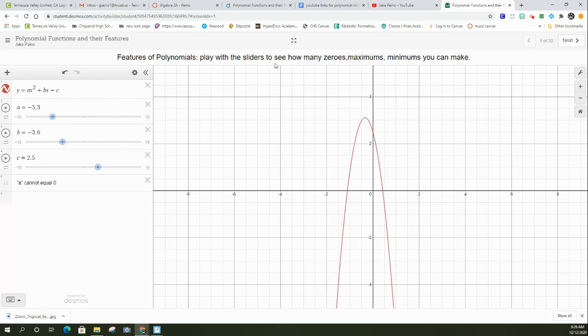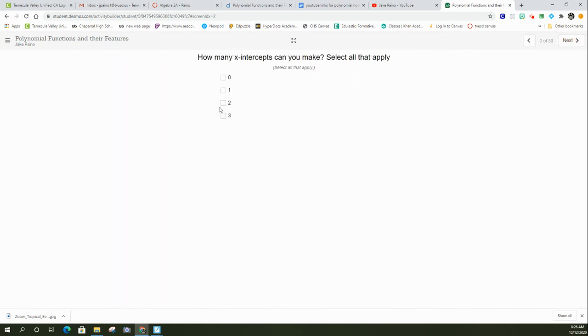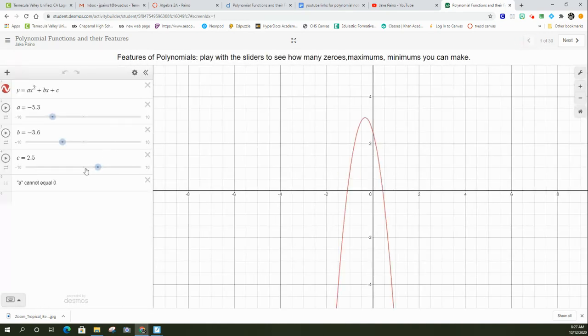All right, so how many x-intercepts could you make? I was able to make 0. I'll show you that again real fast. What does 0 look like? 0 looks like that. All right, I was able to make 1.